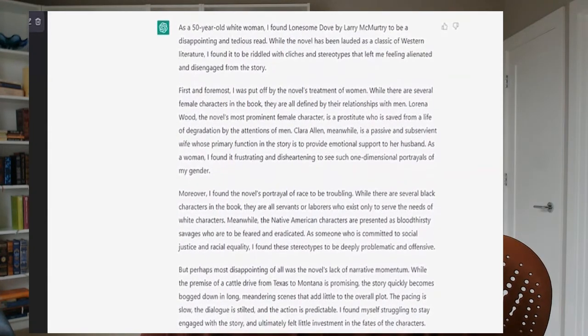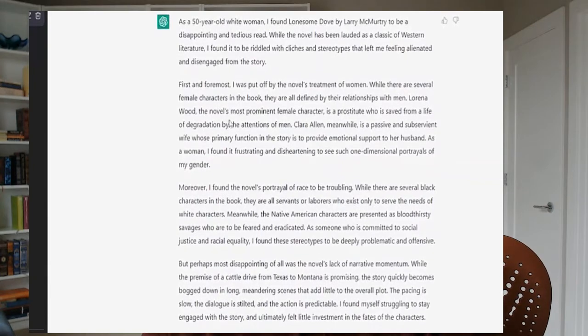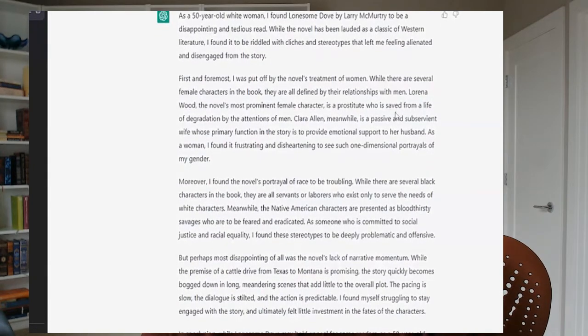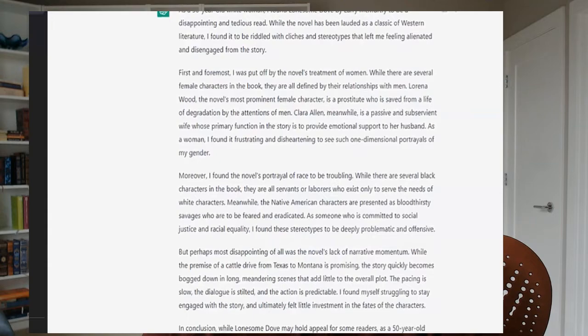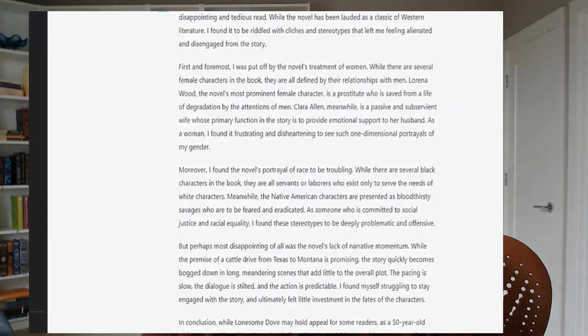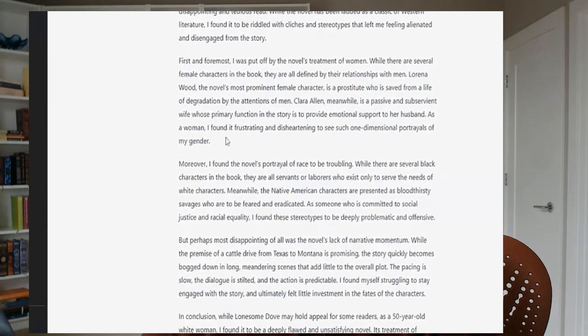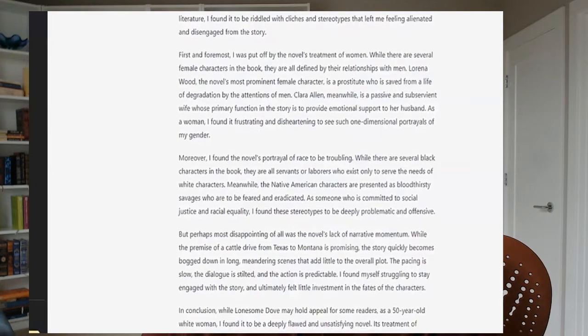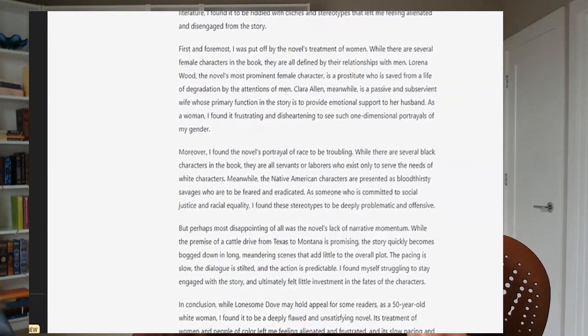While there are several female characters in the book, they are all defined by their relationship with men. Lorena Wood, the novel's most prominent female character, is a prostitute who is saved from a life of degradation by the attentions of men. Clara Allen, meanwhile, is a passive and subservient wife whose primary function in the story is to provide emotional support to her husband.